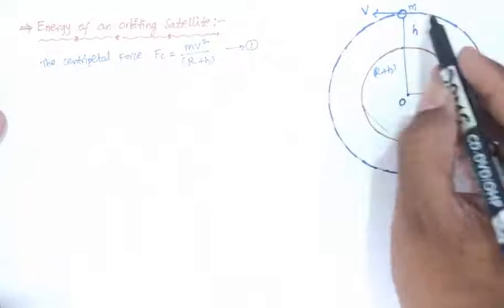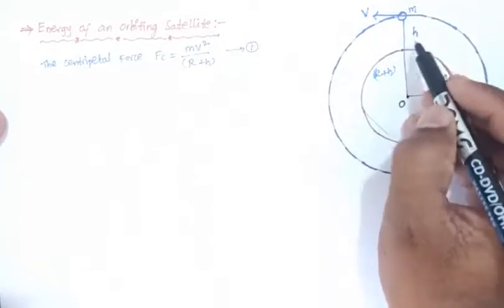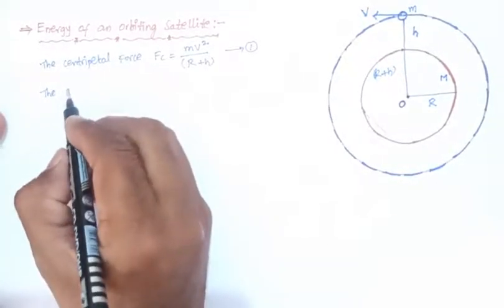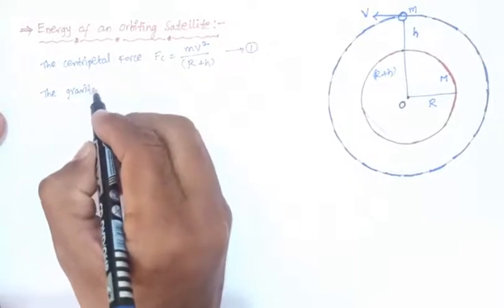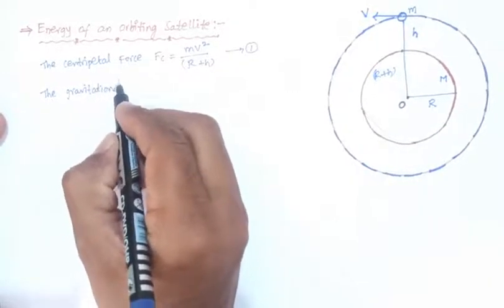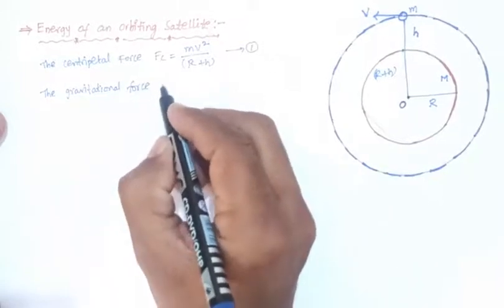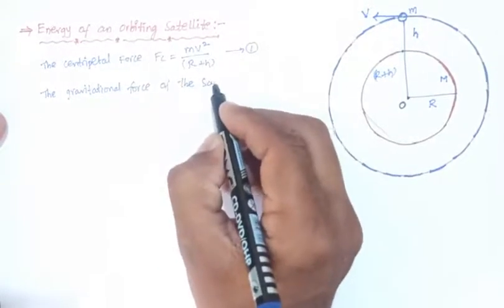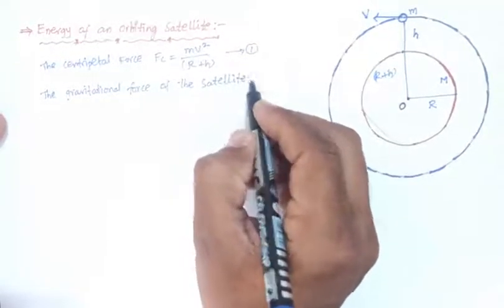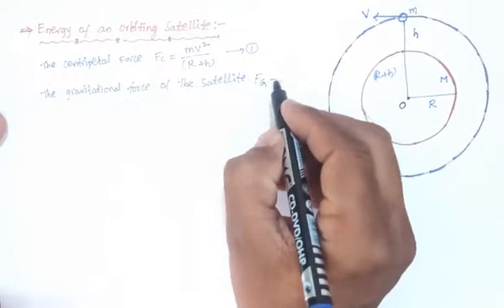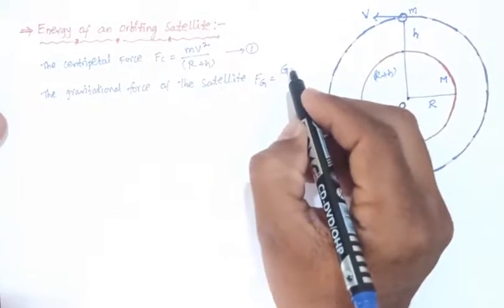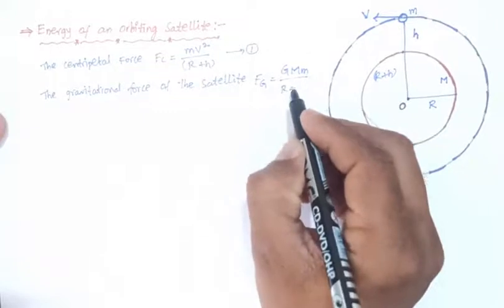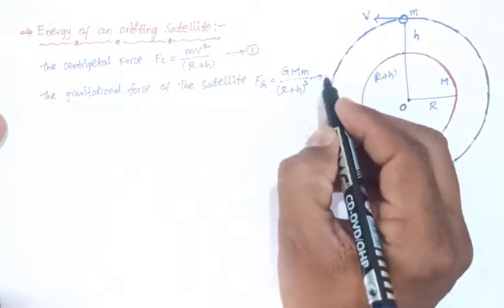This centripetal force is provided by the gravitational force, the gravitational force of the satellite. So Fg equals capital G, capital M, small m by R plus h whole square. So this is equation number 2.